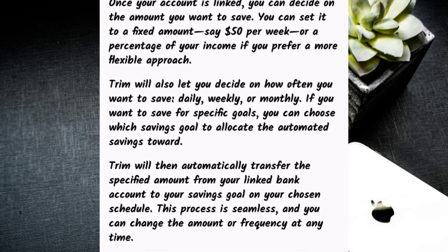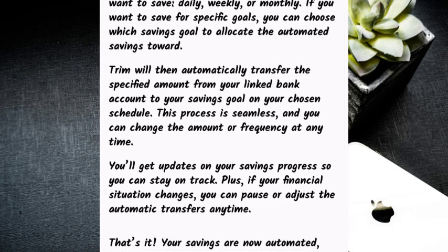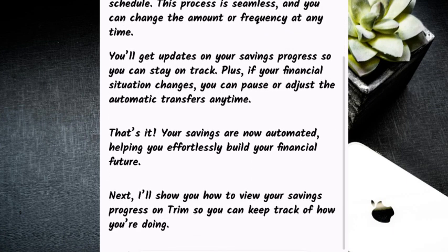Trim will then automatically transfer the specified amount from your linked bank account to your savings goal of your chosen schedule. This process is seamless and you can change the amount or frequency at any time you like. You'll get updated on your savings progress so that you can stay on track. Plus, if your financial situation changes, you can pause or adjust the automatic transfers at any time. That's it. Your savings are now automated, helping you to effortlessly build your financial future.